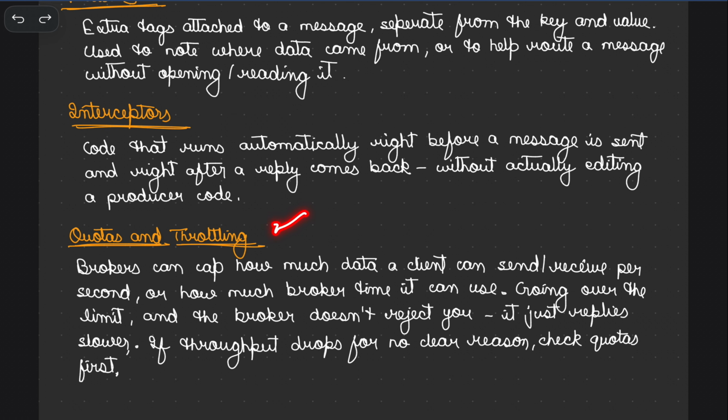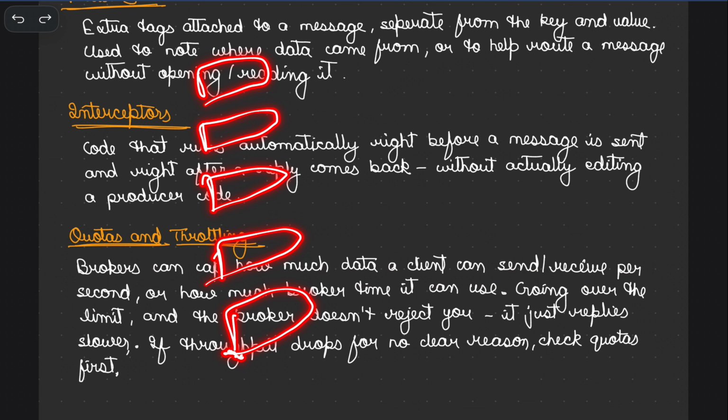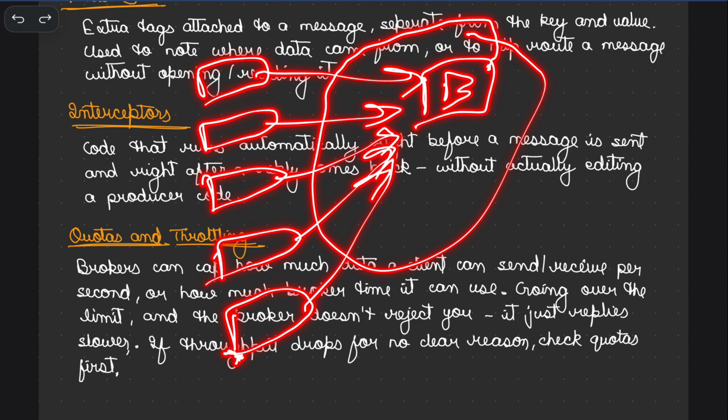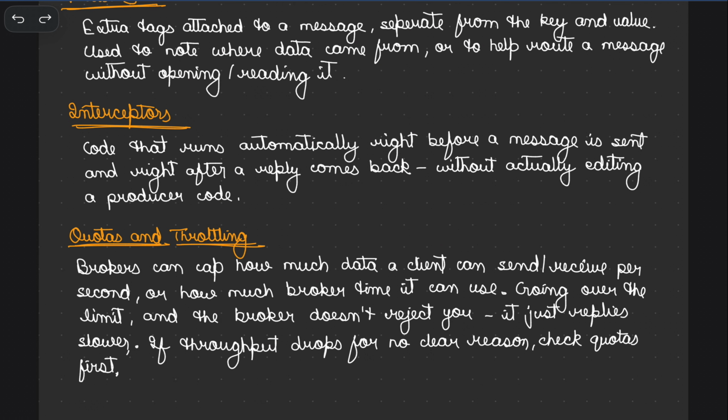Now what are quotas and throttling? The brokers can cap how much data a client can send or receive per second. There are 5 microservices and there is one broker. Every microservice is sending to the broker. It's not like the broker has the capacity to tolerate each and every message. So what quotas and throttling do is decide how much broker time can be consumed by every microservice, or every producer, going over the limit.